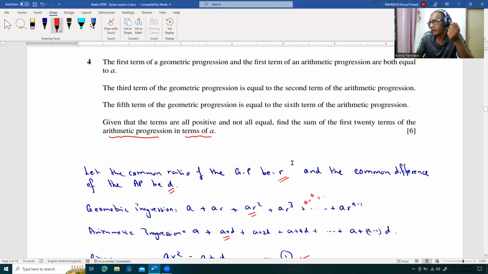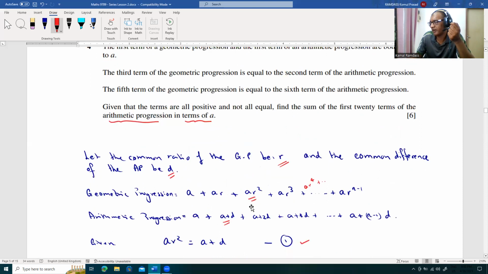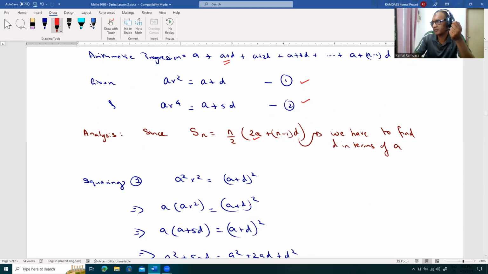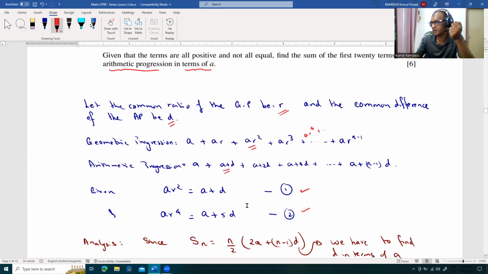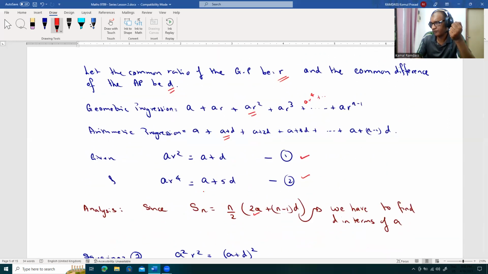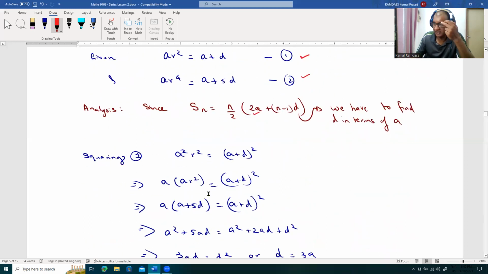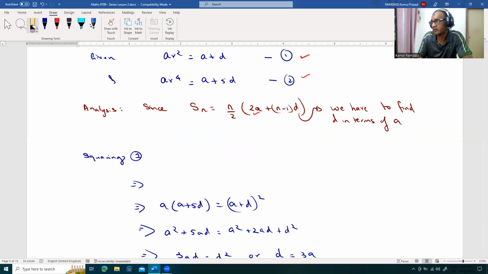Given that the third term of the geometric progression, AR squared, is equal to the second term of the arithmetic progression, that is our first equation. And second, the fifth term of the geometric progression is equal to the sixth term of the arithmetic progression, so AR to the power of 4 is equal to A plus 5D. Up to here, okay. Squaring the first one.